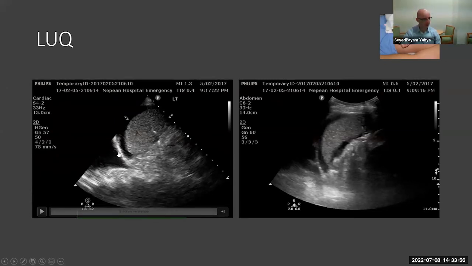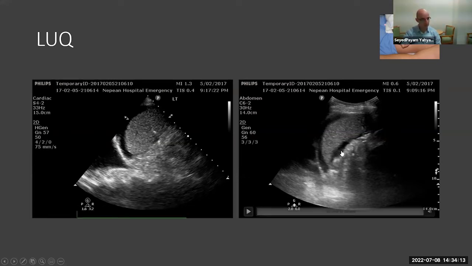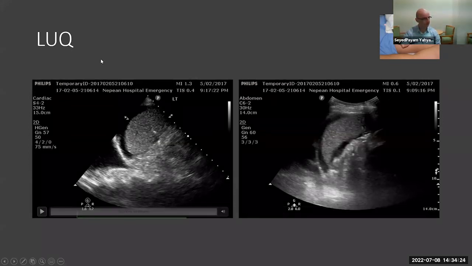There is free fluid at the base of the lung. And as you can see, the continuation of the spine, instead of aerated lung obscuring the view of the spine. You can keep seeing the spine beyond the diaphragm. And in this image on the right, you can even see fluid between where the kidney would be, between the spleen and the kidney.